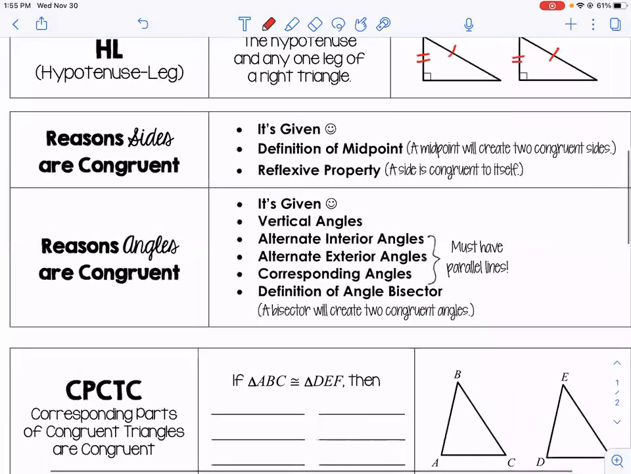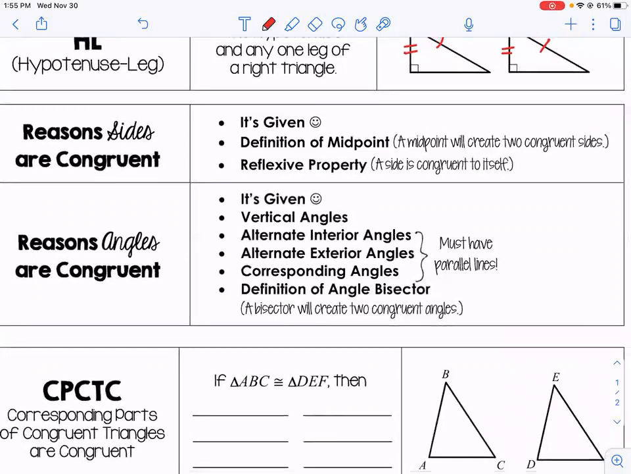Okay, now I feel like we've been doing this for enough days that you're probably getting a rhythm for it. If you're looking for congruent sides, it's given, they tell you you have a midpoint, or there's the reflexive or symmetric property. Angles: we might have some given information, vertical angles, or parallel lines where you look for alternate interior, alternate exterior, corresponding. You might have an angle bisector that's splitting an angle into 2. Those are some things to look for.